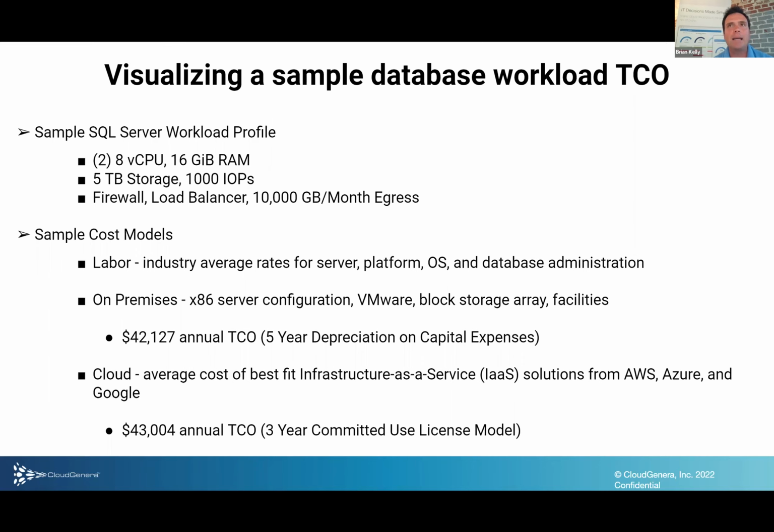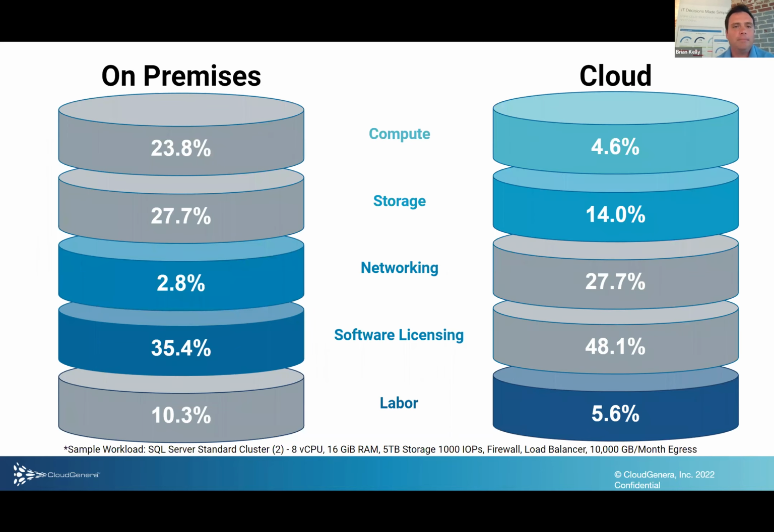It's to unpack how these different elements that we talked about in the last slide contribute to total cost of ownership. And you'll see by design that the annual TCO of the cloud providers is $43,004, less than a 2% delta from on-prem. And why this is important is because it sets the foundation of being able to compare how data center total cost of ownership for a database is different from cloud. And let's take a look at that.